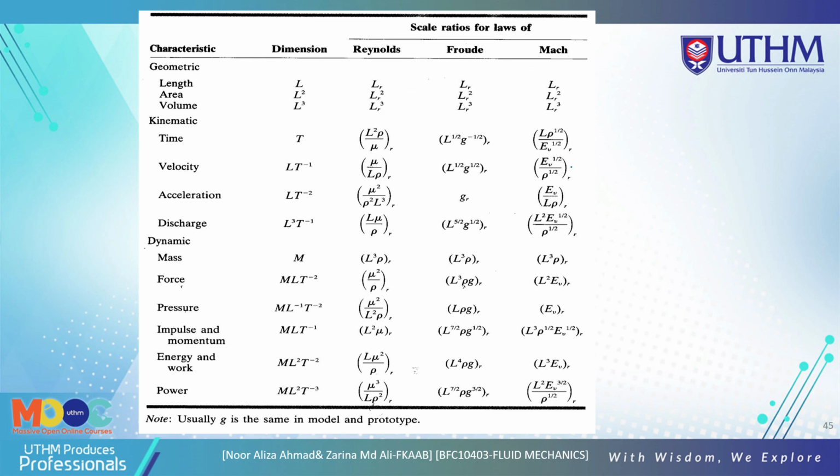This table is for model and prototype. Actually this is the DA unit. This is DA that we have learned in the previous topic, the previous slide in chapter 6. And this is the DA based on the Reynolds and also the Froude.